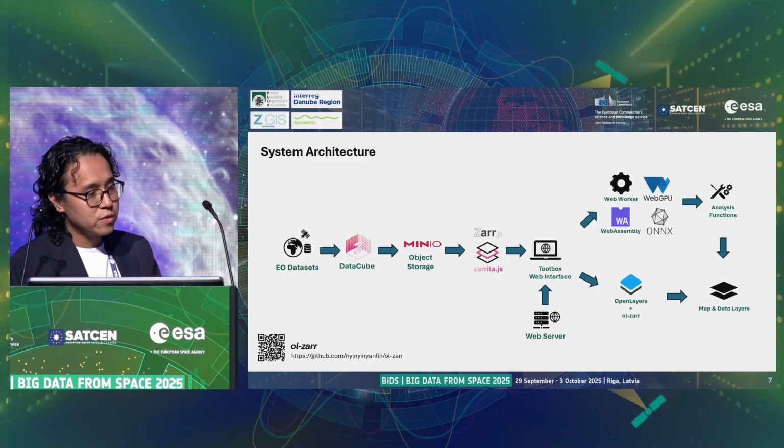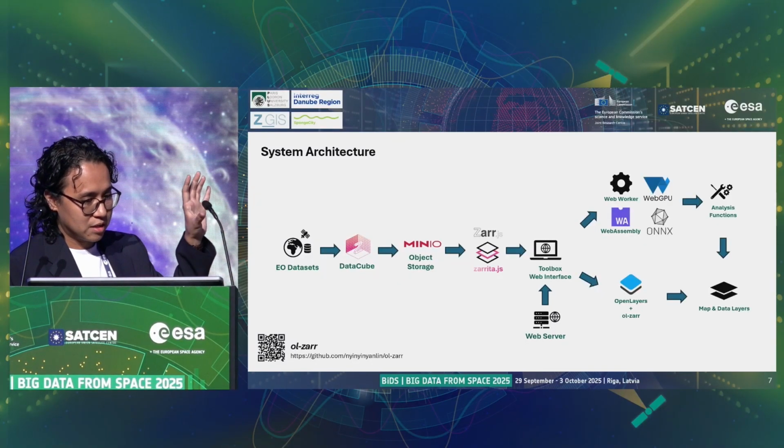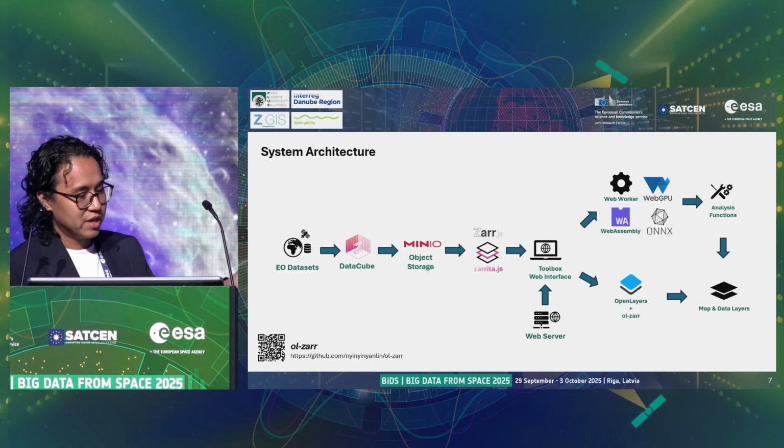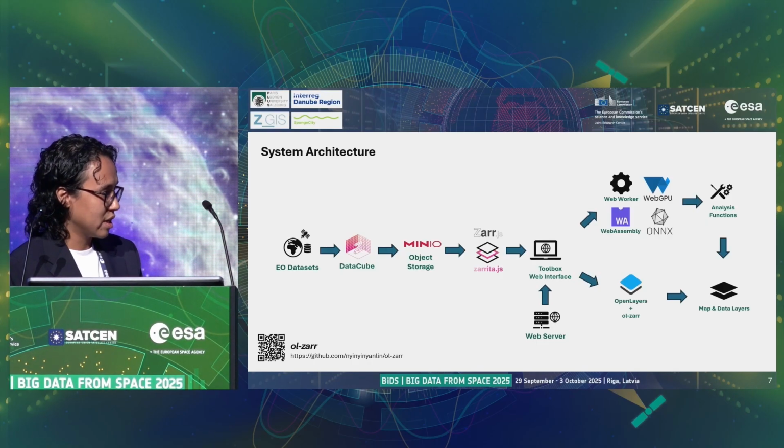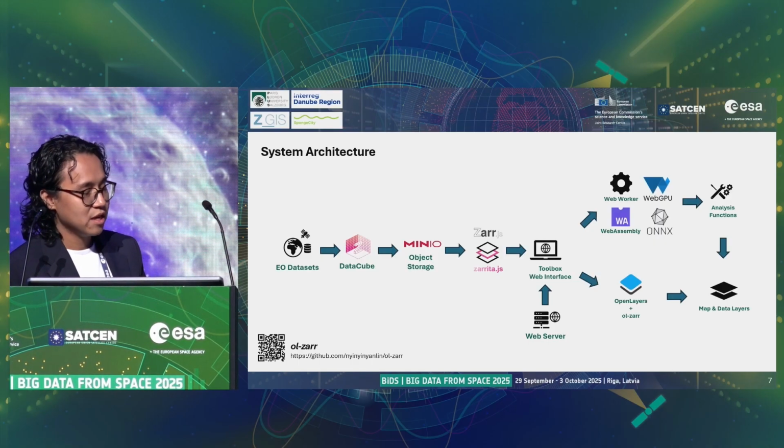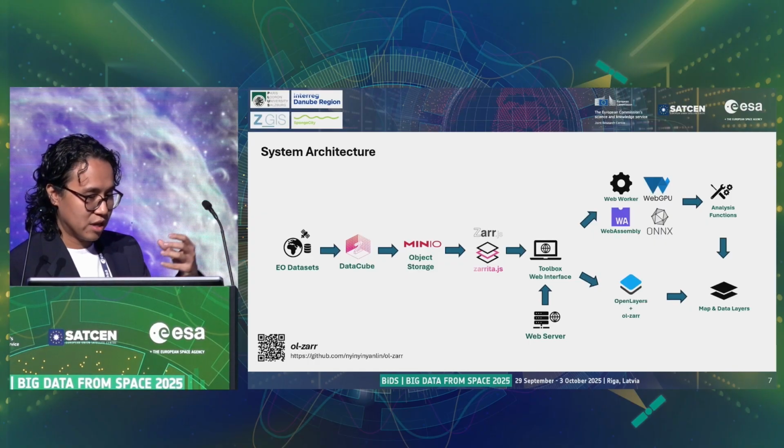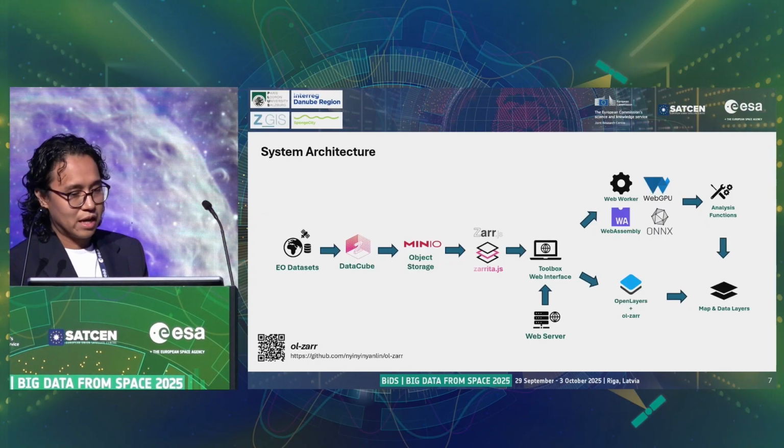We store all the EO data sets as a Zarr data cube, and we put them in the main object storage. It can be Amazon S3 or whatever. On the client side, we use Zarrita.js, or you can use Zarr.js, to retrieve the Zarr data chunks from the object storage. And we have 2 paths here, one for the visualization and one for the analytics.